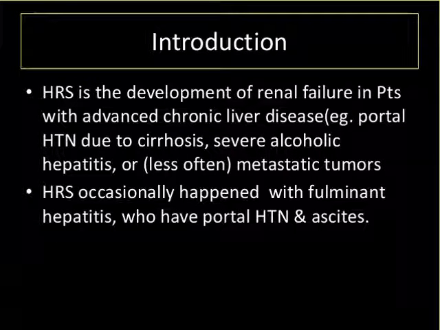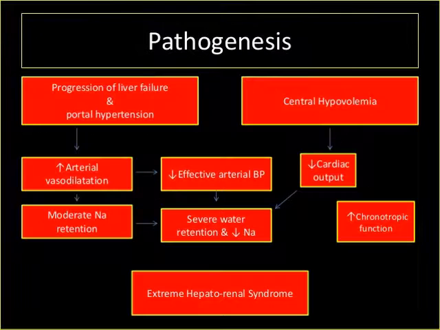Hepatorenal syndrome is the development of renal failure in patients with advanced chronic liver disease, that is, portal hypertension due to cirrhosis or severe alcoholic hepatitis, or less often metastatic tumors. Hepatorenal syndrome occasionally happens with fulminant hepatic failure who have portal hypertension and ascites.